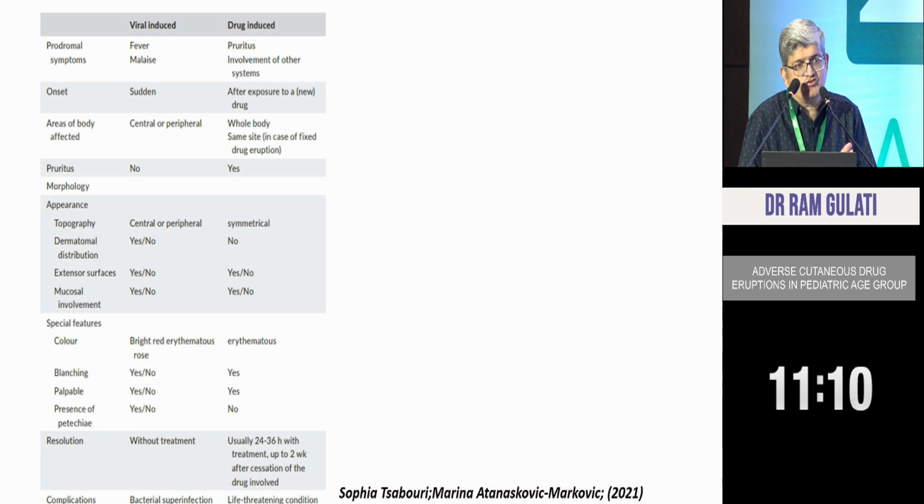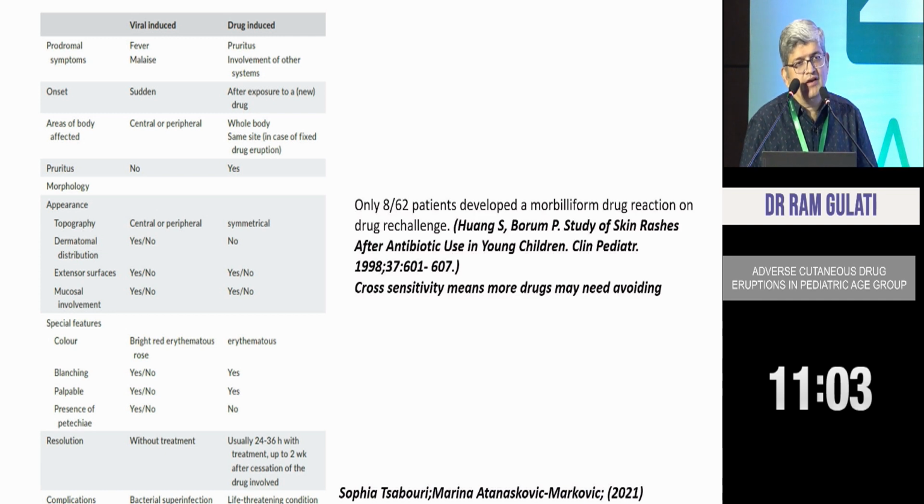And then definitely if you take a history, there should be a temporal correlation between introduction of a drug and a rash coming afterwards. Why are we stressing so much upon differentiating? Why not treat it as a drug rash, stop the drug and deal with the child? There was a study done in 1998 by Huang and others, and they said that when they tried reintroducing the drug in a child who had a history of morbilliform rash, only 8 children out of 62 developed the rash again. That simply means that the majority of these children were just labeled as drug rashes, and did not actually have the drug as the implicating factor.